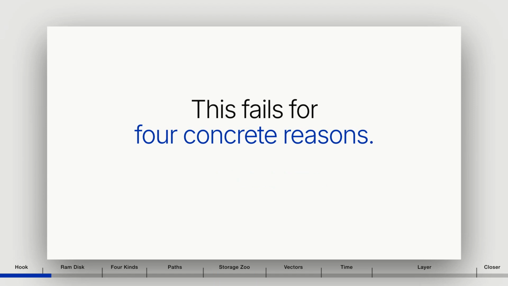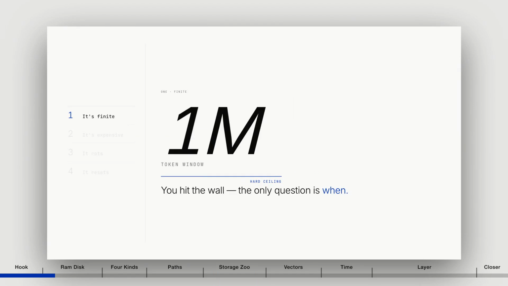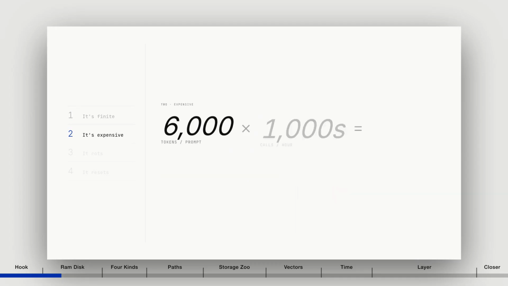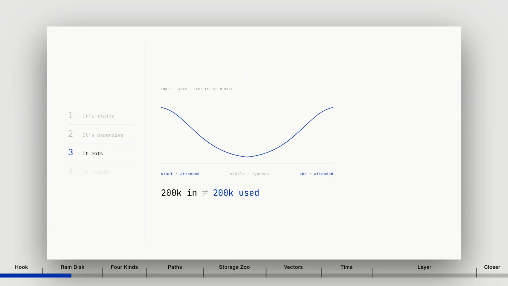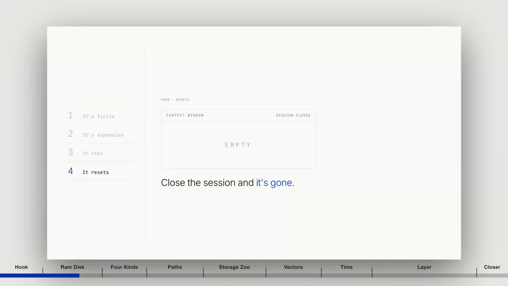This fails for 4 concrete reasons. 1. It's finite. Even a 1,000,000 token window is a hard ceiling. A long-running agent will hit the wall. The only question is when. 2. It's expensive. You pay for every token in the window on every call. A 6,000 token prompt replayed thousands of times an hour is a line item. 3. It rots. Lost in the middle is real, and bigger windows didn't kill it. Stuffing 200,000 tokens in doesn't mean the model uses them. 4. It resets. Close the session, and it's gone.